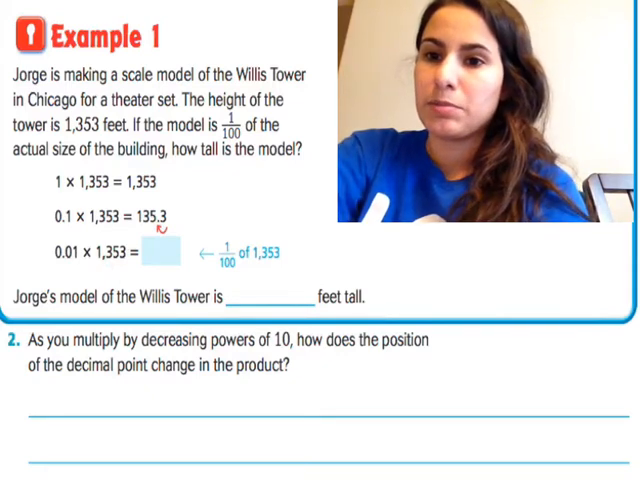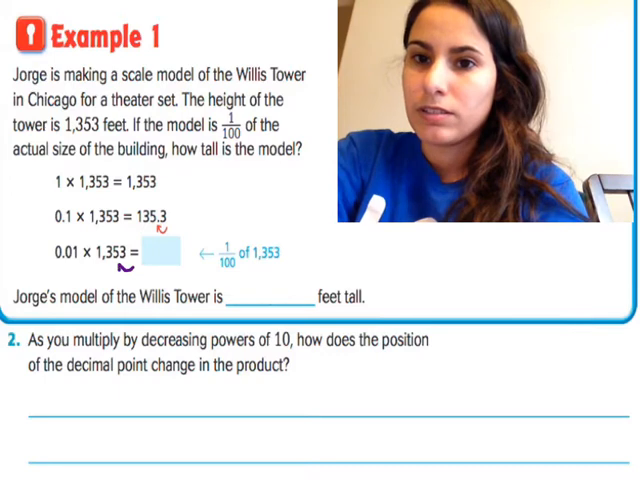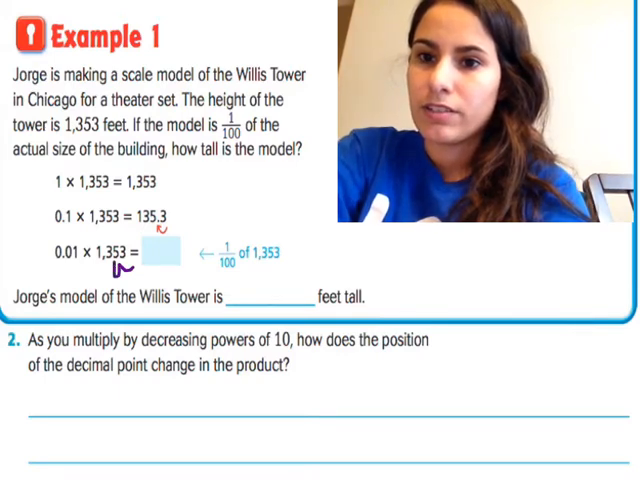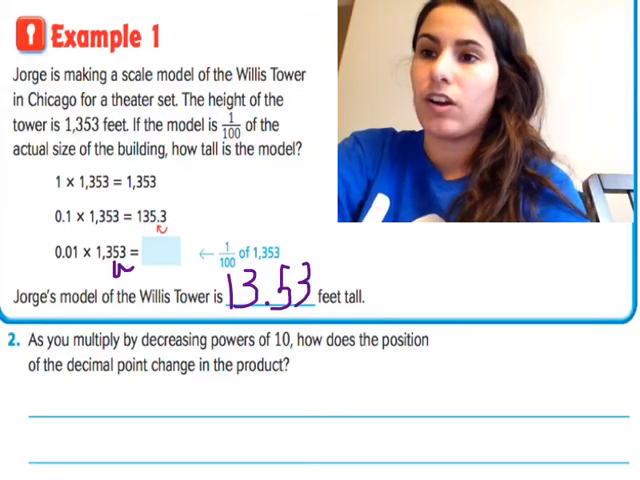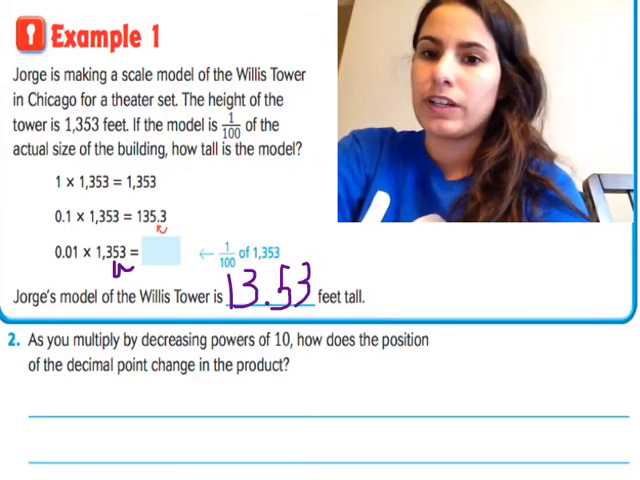If I move my decimal place over 2 times, I'm going to get 13 and 53 hundredths feet tall. Think about this question right here.